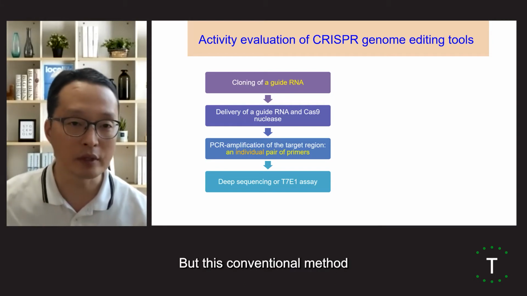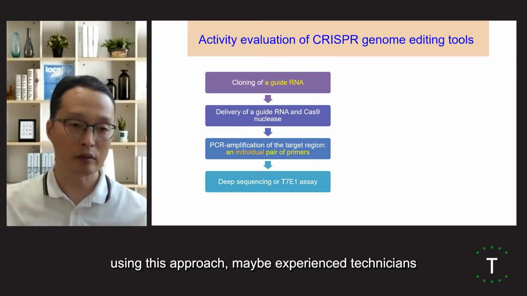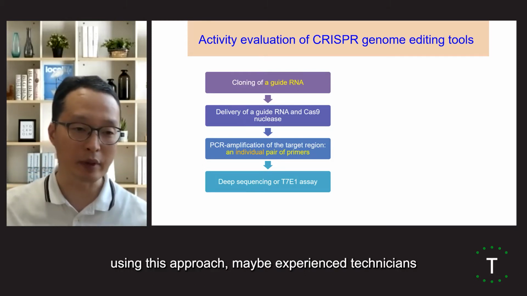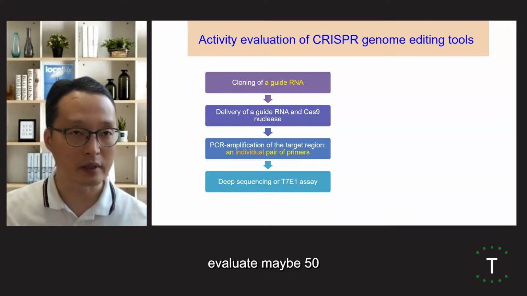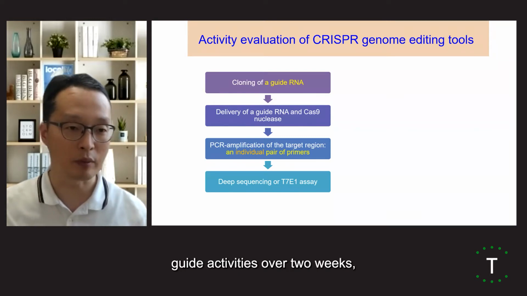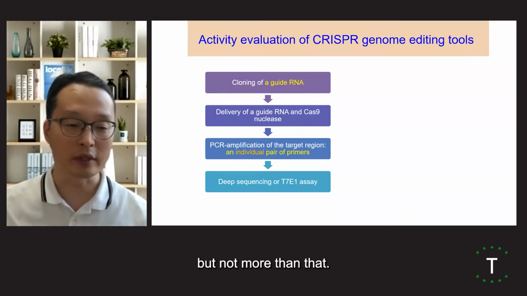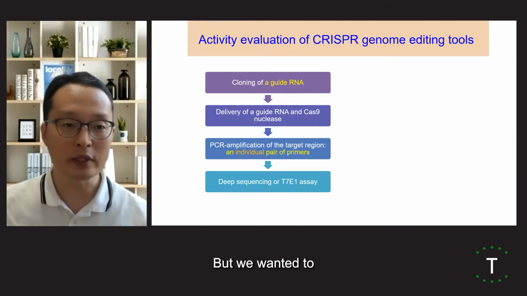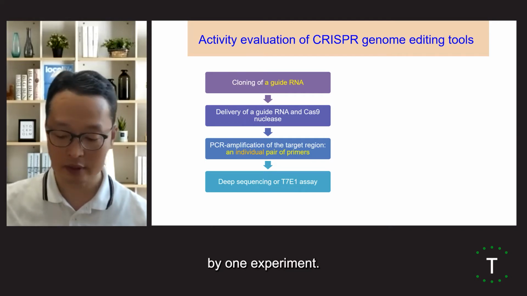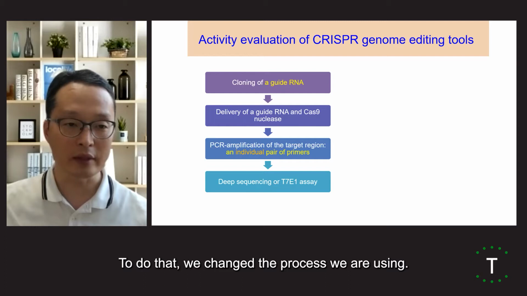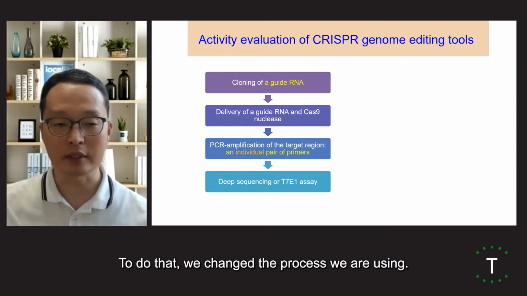But using this conventional approach, maybe experienced students can evaluate maybe 50 guide activities over 2 weeks, but not more than that. But we wanted to evaluate thousands of guide activities by one experiment. To do that, we changed the process a little bit.